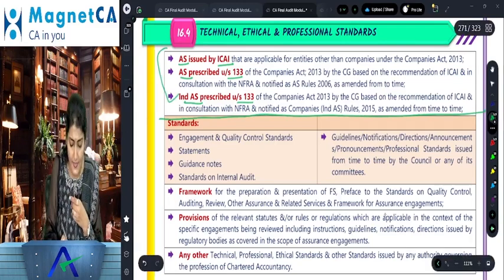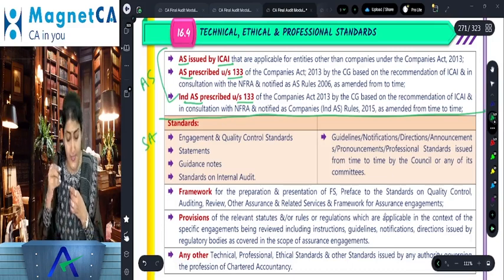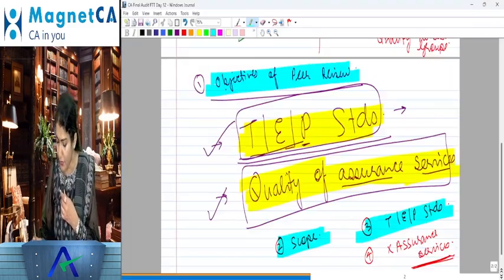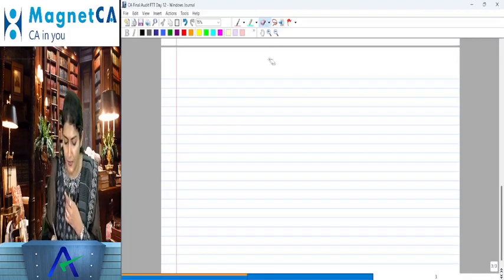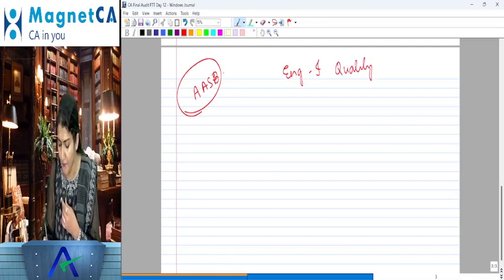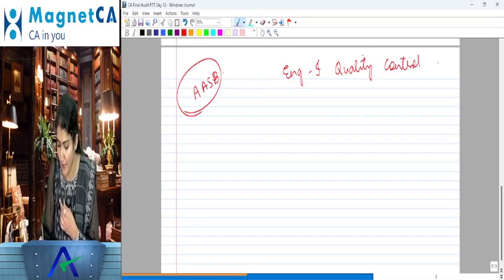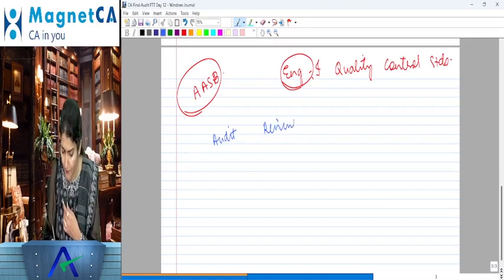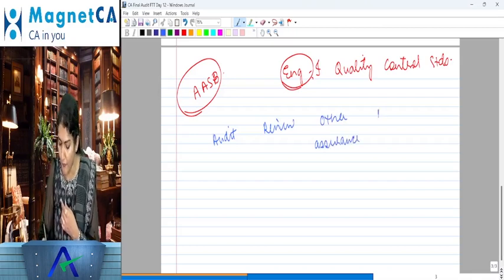Then after accounting standards, AS, comes the SA, standards on auditing. Then engagement and quality control standards. Do you know all of these? The standards that have been issued by the AASB, the Auditing and Assurance Standards Board of the ICAI, are the engagement and the quality control standards. As a chartered accountant, what are the types of engagements that you can perform? You can do the audit, you can do the review, you can do other assurance engagements other than audit and review, and you can also provide related services.